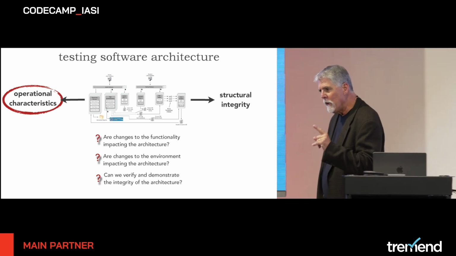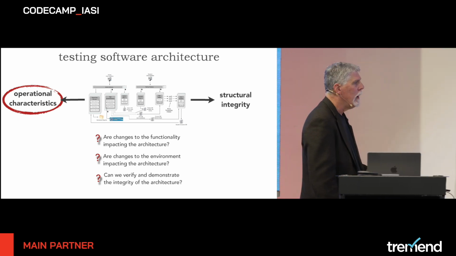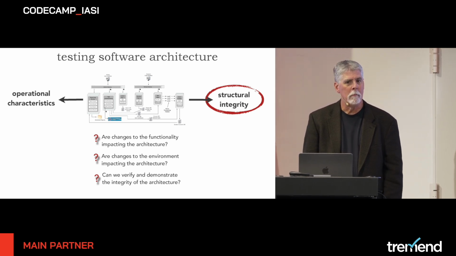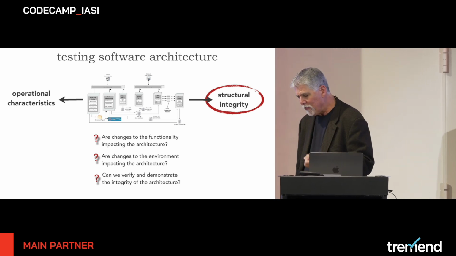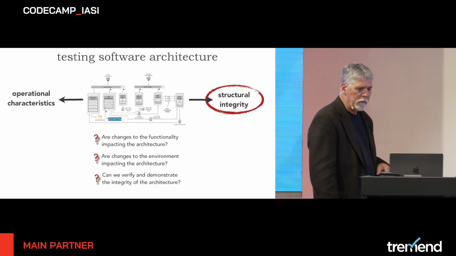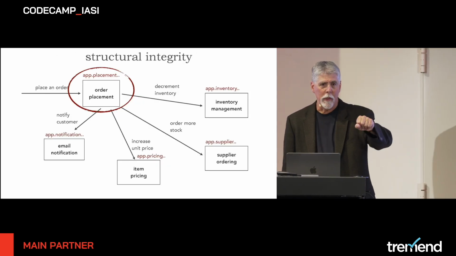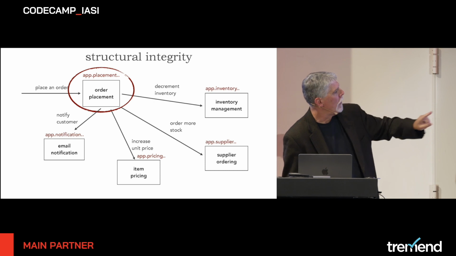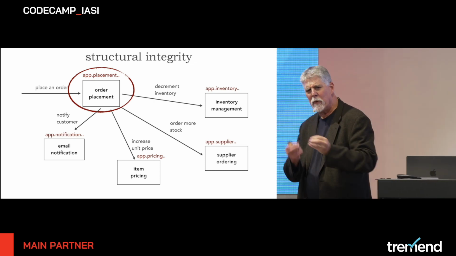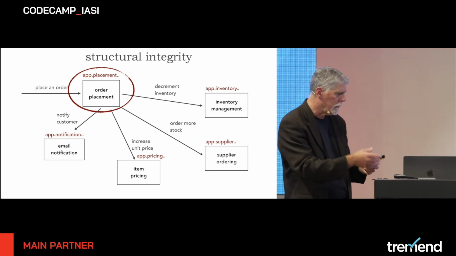But you know, there's another thing we can actually measure and test in software architecture, and that's the structural integrity of our system. So here's all my components. They're usually manifested through a directory structure. And so I've got order placement. I've got to place an order. I've got inventory management. When I place that order, now inventory, email, item pricing, and supplier ordering. All this needs to happen when I place an order. Now these are all just simple method calls, object instantiations and stuff.